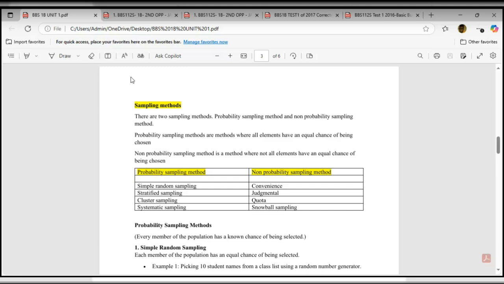Under the probability sampling method, we have simple random sampling, stratified, cluster, and systematic. Simple, stratified, cluster, systematic: those are under the probability sampling category. And under non-probability, we have convenience, judgmental, quota, and snowball sampling. Now let's start with probability sampling, where the elements have an equal chance of being chosen. And what do they mean?